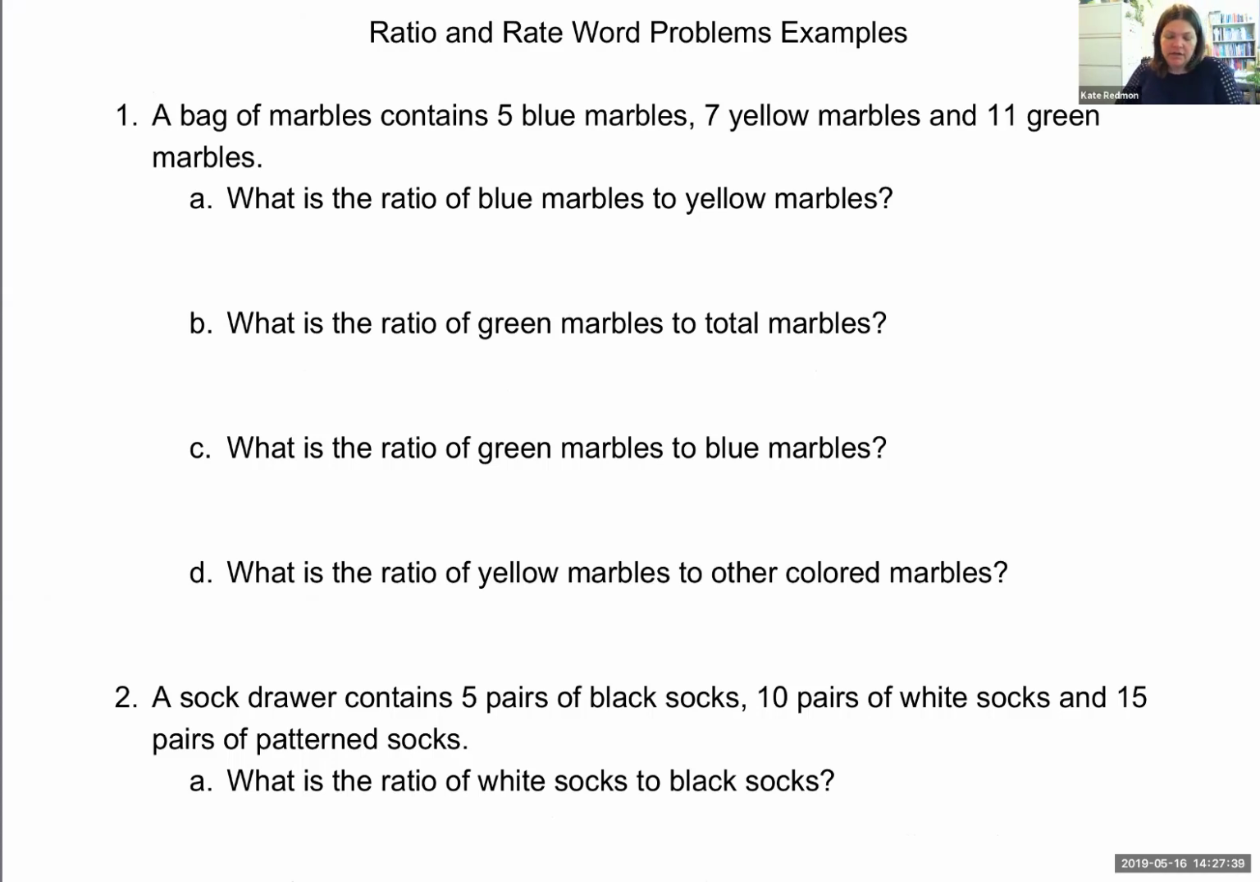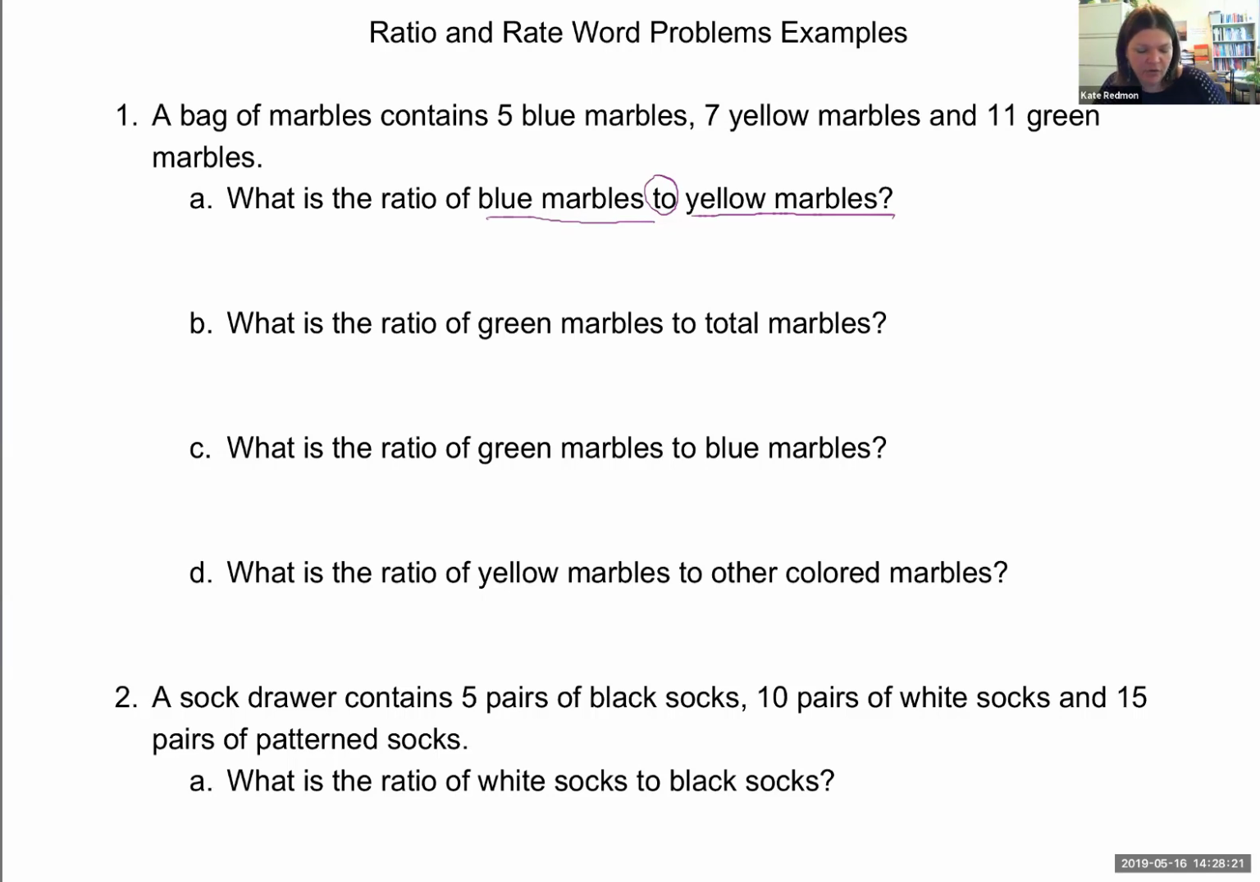Okay, so let's take a look at number 1. It says a bag of marbles contains 5 blue marbles, 7 yellow marbles, and 11 green marbles. And then they ask us, what is the ratio of blue marbles to yellow marbles? Now, they already expressed that ratio with words, but we have 2 possible ways besides the words that we talked about expressing these ratios. We could do it with a fraction or with a colon, and I don't care which way you do it, and it could be either way on the GED. It would probably be multiple choice. So what is the ratio of blue marbles to yellow marbles?